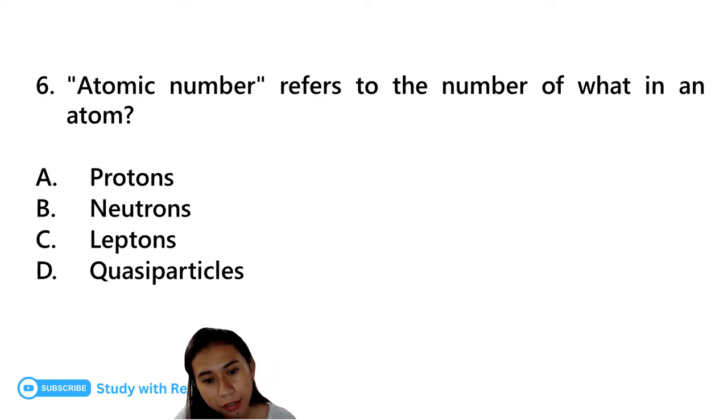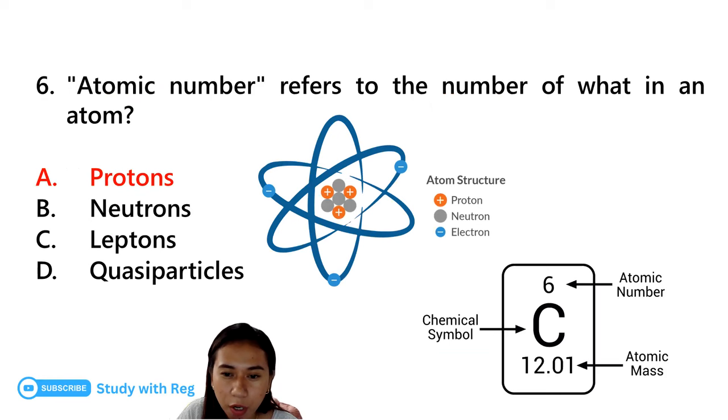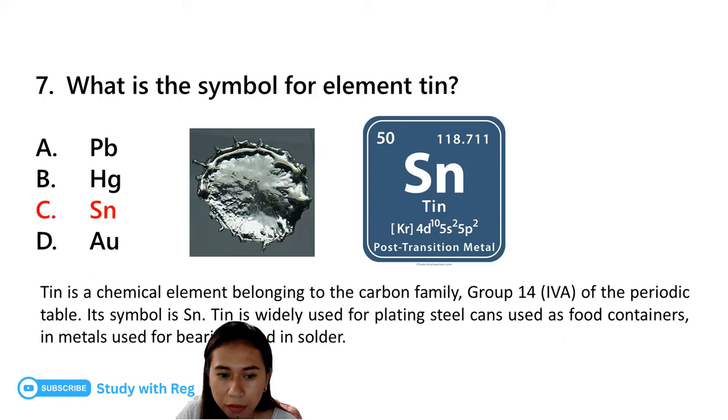Atomic number. I think I already said this earlier. It refers to the number of protons in the atom. Protons and neutrons are in the center, the nucleus, and the negatively charged electrons are in the orbitals. Next, what is the symbol for the element tin? In the board exam, you will really find questions like this about the periodic table and chemical symbols, so you should familiarize yourself with the periodic table. No need to memorize it all since there are 118 elements. Just familiarize, because you will remember them anyway. This is Sn, tin, a chemical element belonging to the carbon family.